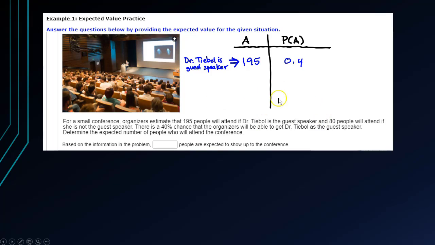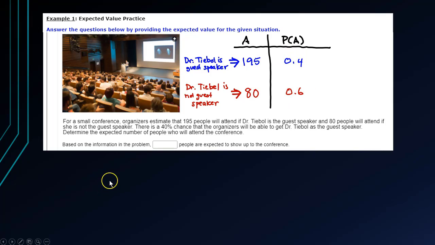That means when I look at the number of people that can attend if she is not the guest speaker, then I'm going to have 80 people show up. And since that's the only other option, either she's going to be the guest speaker or she's not, that's a 60% probability. They didn't come out and tell us that in the problem, but those are the only two outcomes. Either she's going to be the guest speaker or somebody else is. So these are my values, my actual members of my sample space. This is the probability each one of those is going to happen.